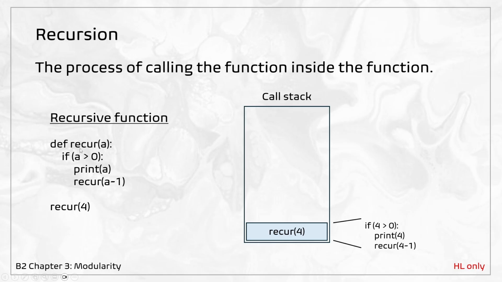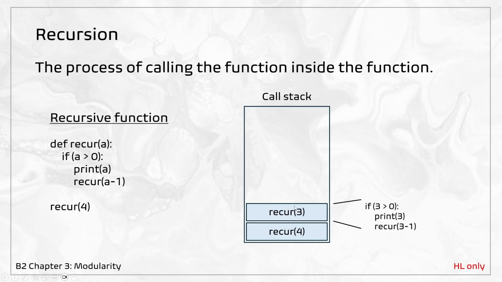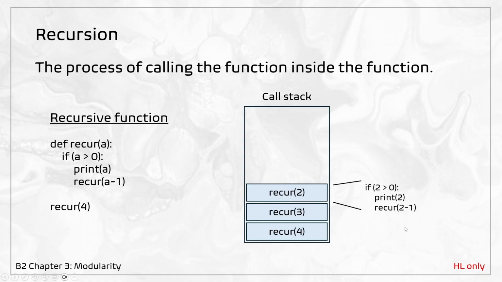What we've done is just taken the definition of this function recur, and we just subbed in all the a's with 4s. So because we're self-calling recur with recur 4 minus 1, which is just 3, that gets put into the call stack, recur 3. And again, we've self-called recur here with 3 minus 1, which is just 2, and so on.